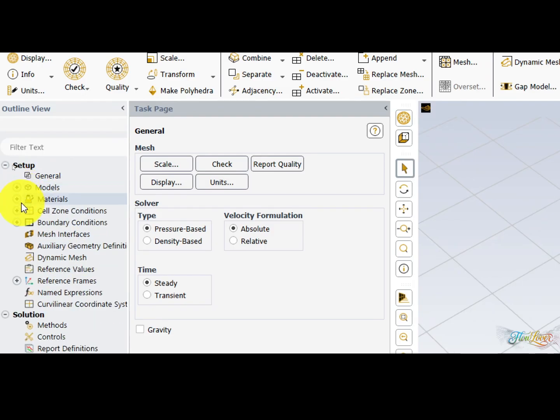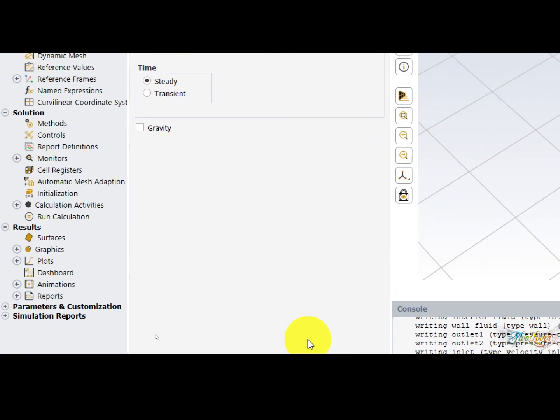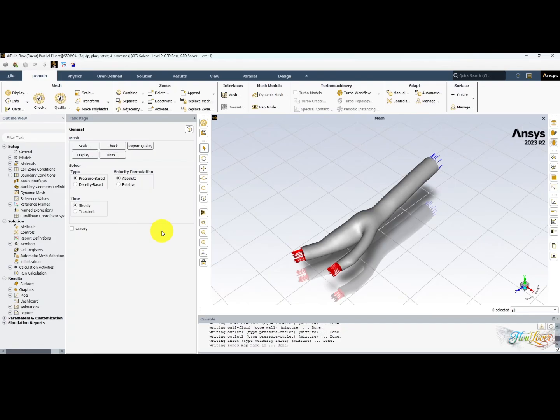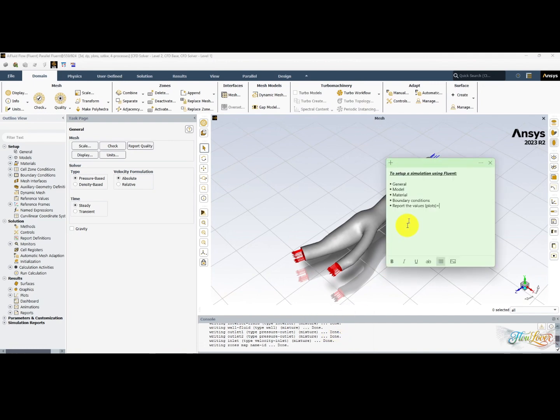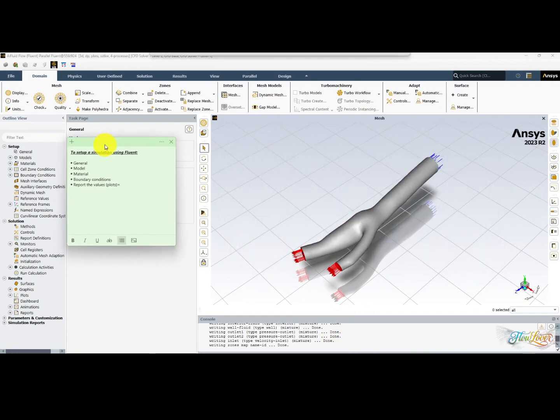When it opens Fluent for us, on the left side, we see some steps that we have to fill. It contains setup, solution, and results. Basically we have to fill them step by step. So to set up a simulation using Fluent, we have to fill the steps in Fluent. It contains general, models, materials, boundary conditions, and sometimes we want to report some values during simulations.